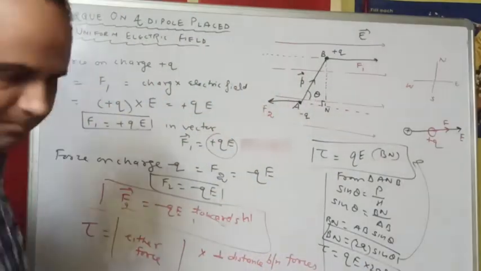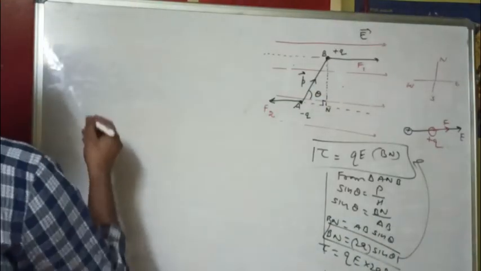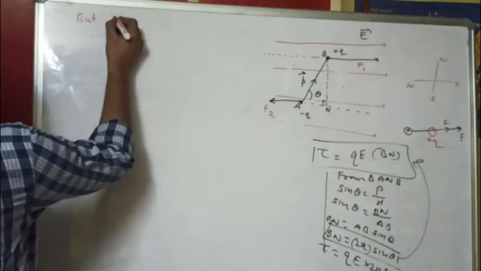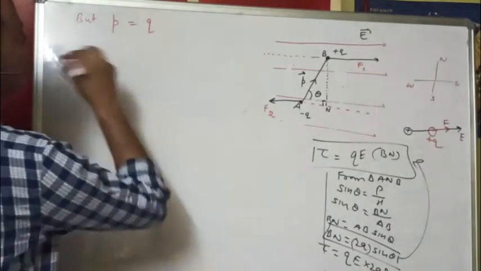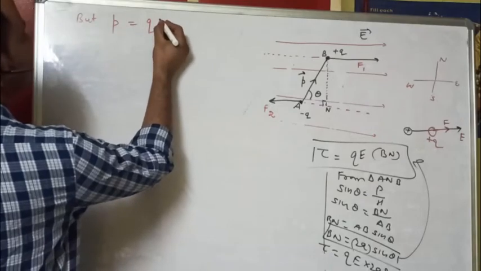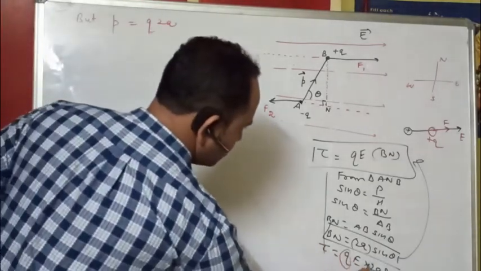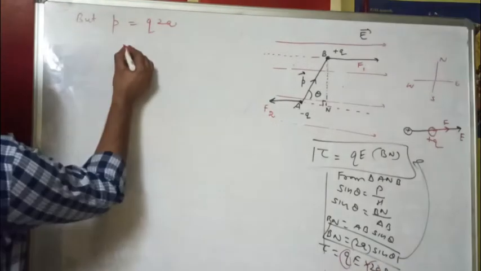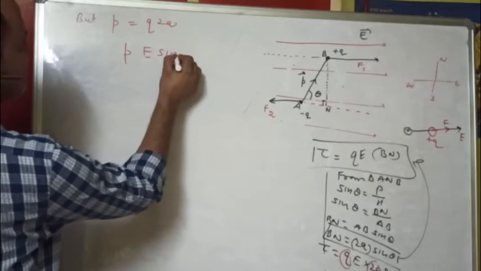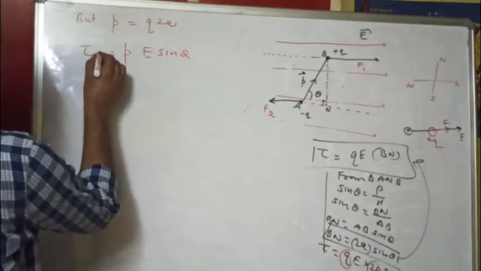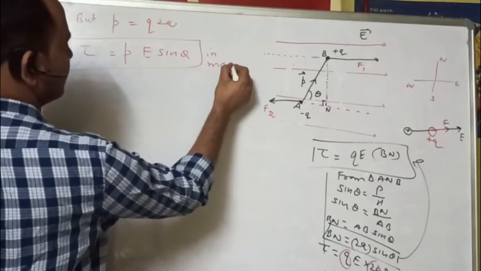Okay, students. Now, as we know, dipole moment is the product of the magnitude of either charge with the dipole length. So here Q into 2A will be written as P. The remaining terms are E sine theta, here torque. So this torque is in the magnitude form.